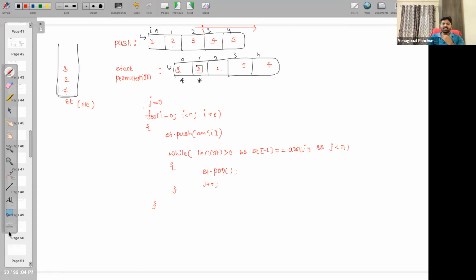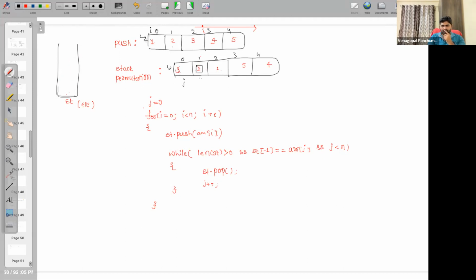Anyone else says it might fail? Okay, so let me in fact do the dry run. Now check here. Initially, the I value will be 0 and the J value will be pointing at 0. Both initially will be at 0, 0.